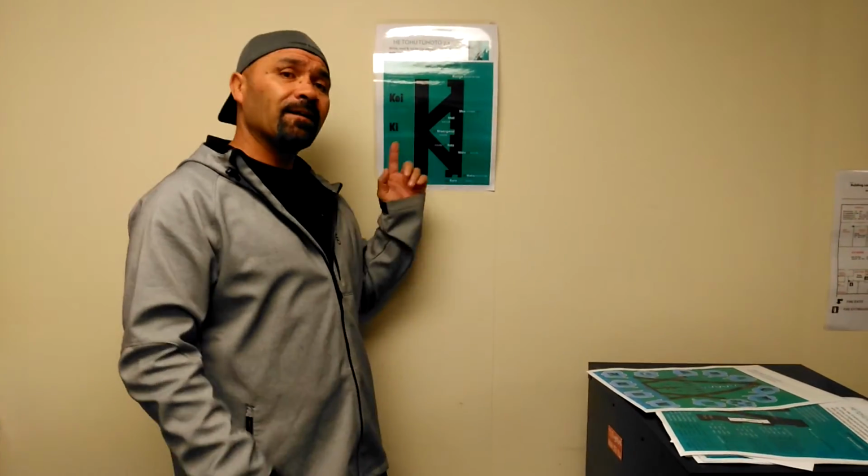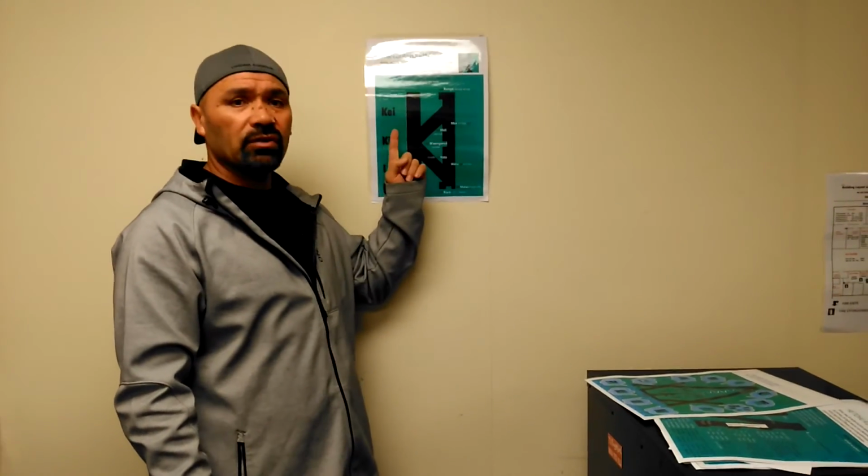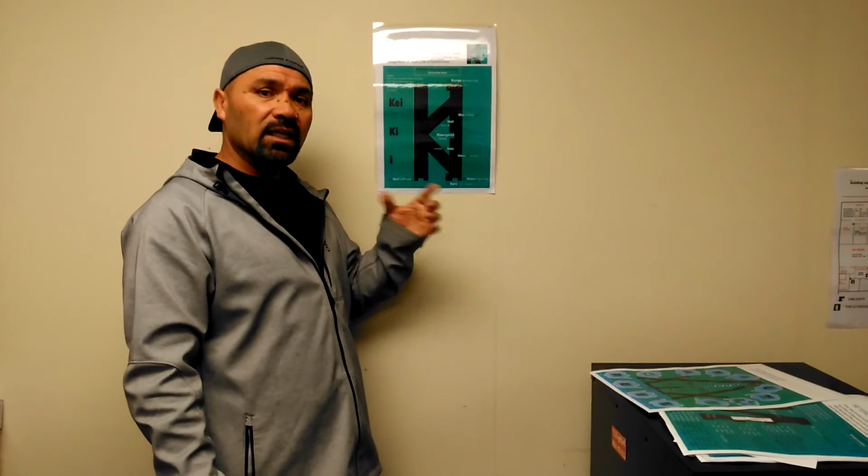There's a basic beginning for you in terms of location and how we use tohu, tūhoto, kei, ki and i to locate things and also to join other things.